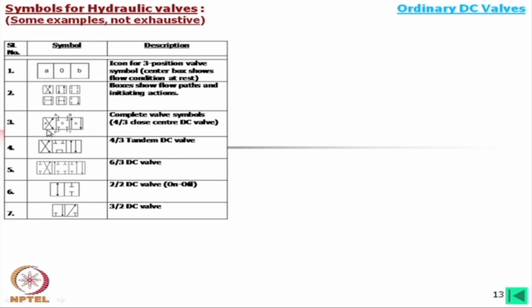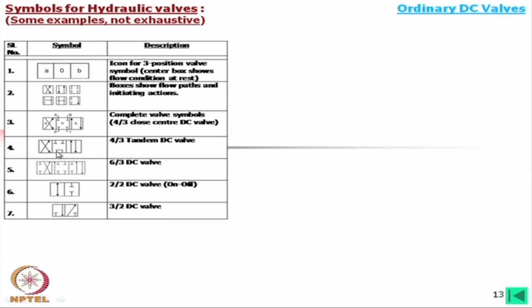Now, say for example, this first one that we have seen: the T indicates going back to tank, P indicates the pressure line. P does not mean pump, it usually means pressure line. A and B are the 2 ends of the actuator, capital A and capital B. You can mention A and B or not, you can simply make this valve. This is called a 4 by 3 tandem valve.